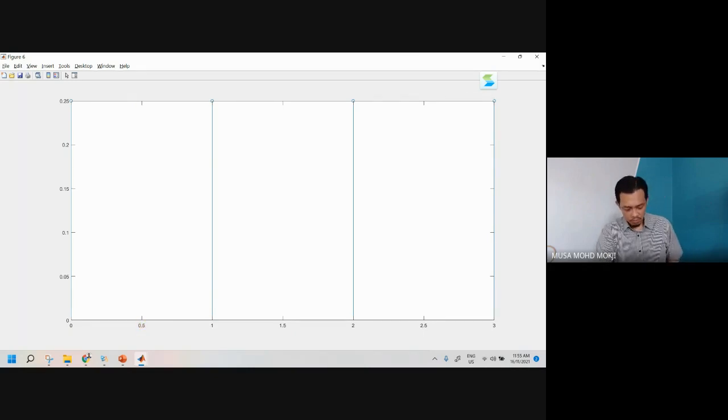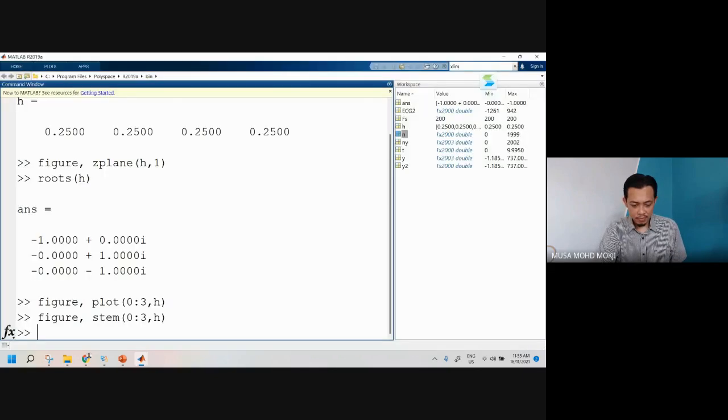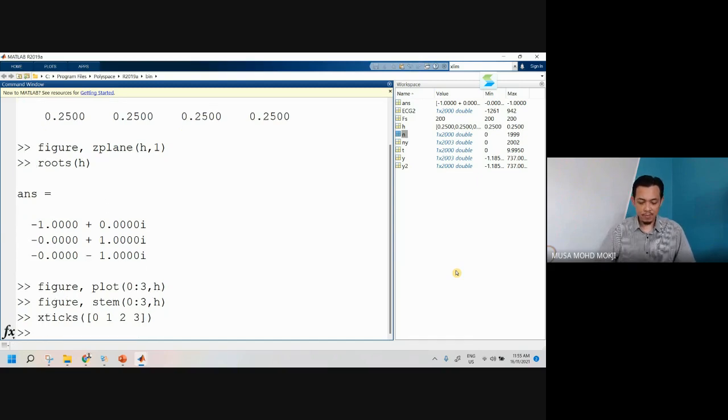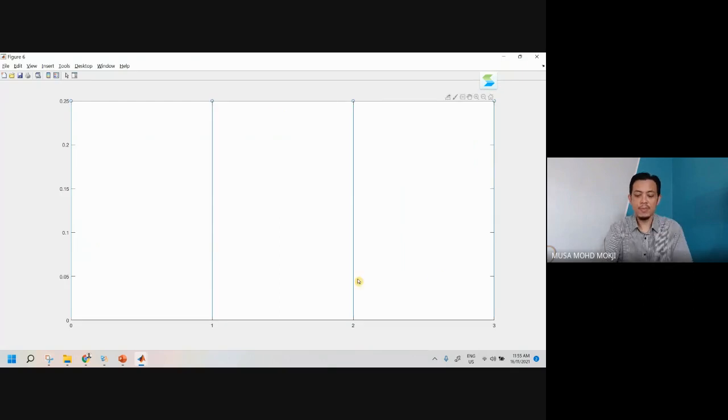So how to fix that? It's quite easy in MATLAB. You can use one function, which is called xticks, starting from 0, and then 1, 2, and then 3. So now this is perfect.